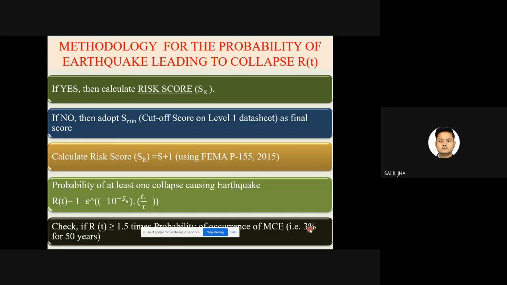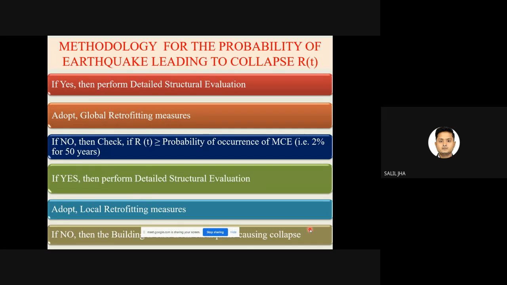Now moving on to the next slide. If our RT is greater than 1.5 times the probability of MCE shaking, then we perform detailed structural evaluation and adopt global retrofitting measures, as the existing building is 100 times more fatal than the new buildings. Which means that if the probability of occurrence of an earthquake causing collapse is greater than 3%, then we go for global retrofitting measures, as the fatality of that existing building is 100 times higher.